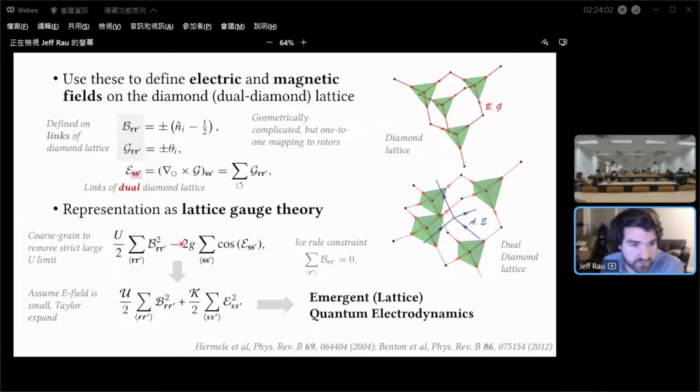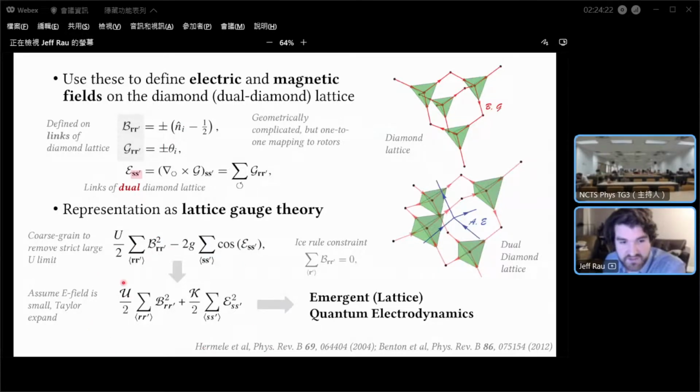We're going to make a bit of a leap here. We're going to say we can coarse grain this thing to remove this strict large U limit, so we don't have to worry too much about this constraint. And we're going to assume that we can Taylor expand this cosine and only keep the leading terms in E. If we do that, we get a Hamiltonian that looks like this. Here, this is a bit of a leap.